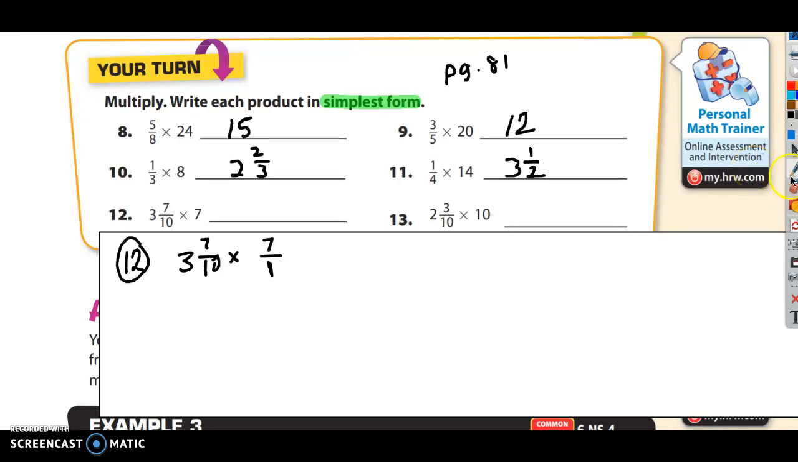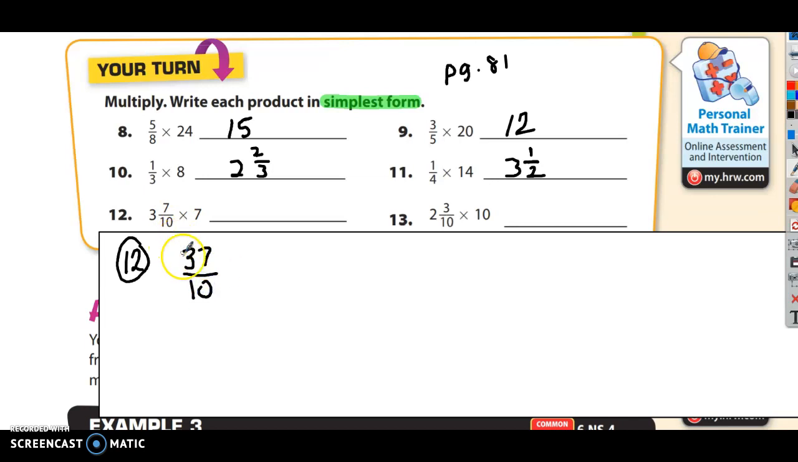Well, all these previous problems, we had a numerator over a denominator times a numerator over a denominator. And now in this problem right here, we have a whole number. So the way I like you to think of it is we got to get rid of that whole number. Well, do you know how to do that? You do, you just may not remember because we've practiced this. So what you do is you actually take this and turn it into an improper fraction. Watch how I do this. 3 times 10 is 30, plus 7 is 37. That can be rewritten as 37 tenths.